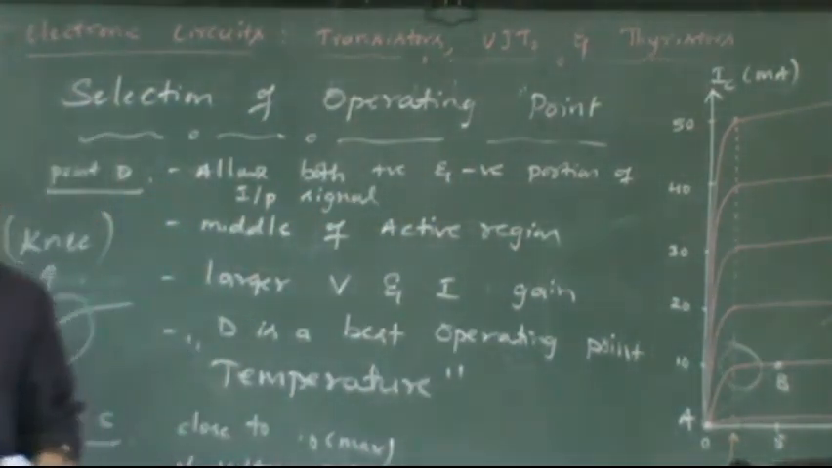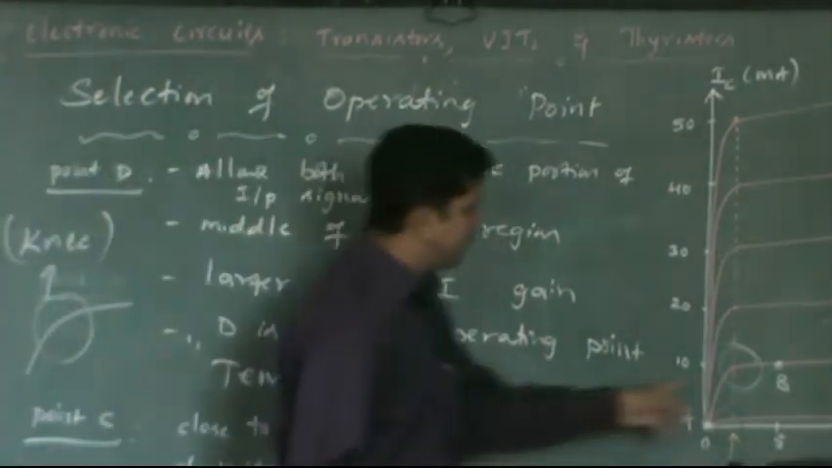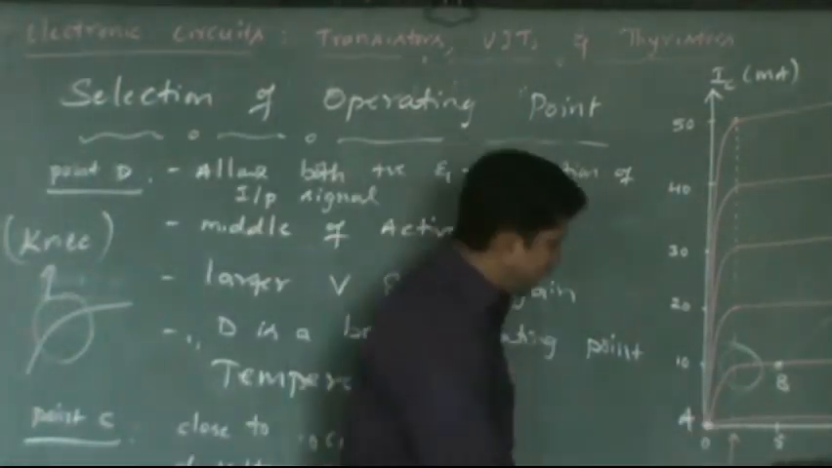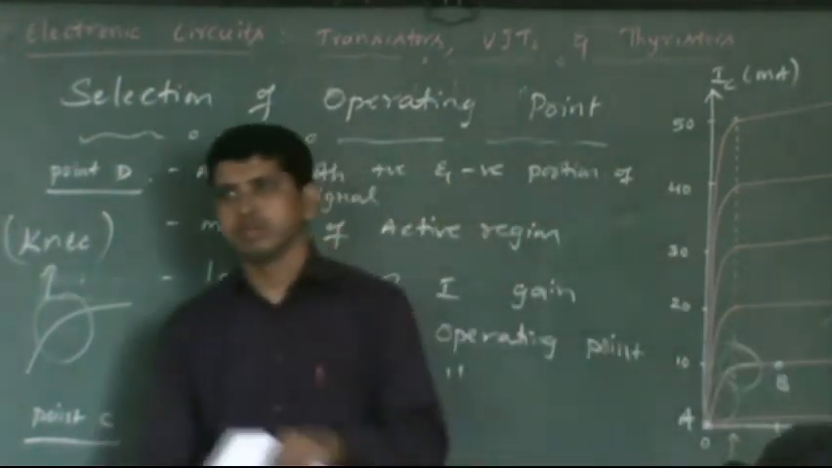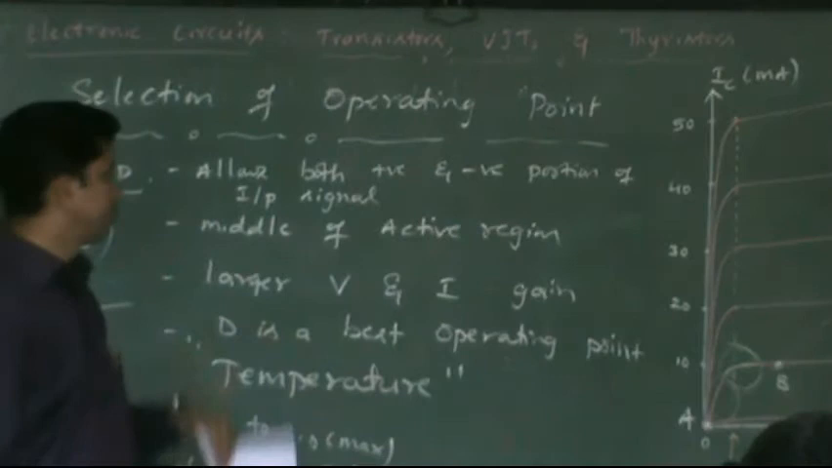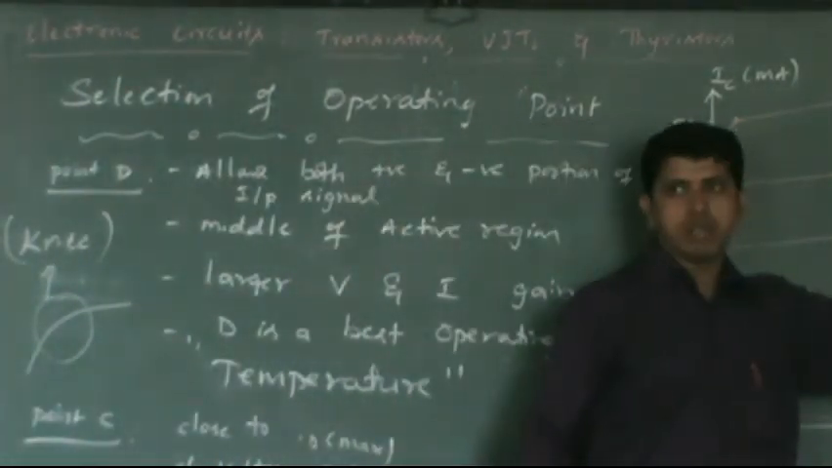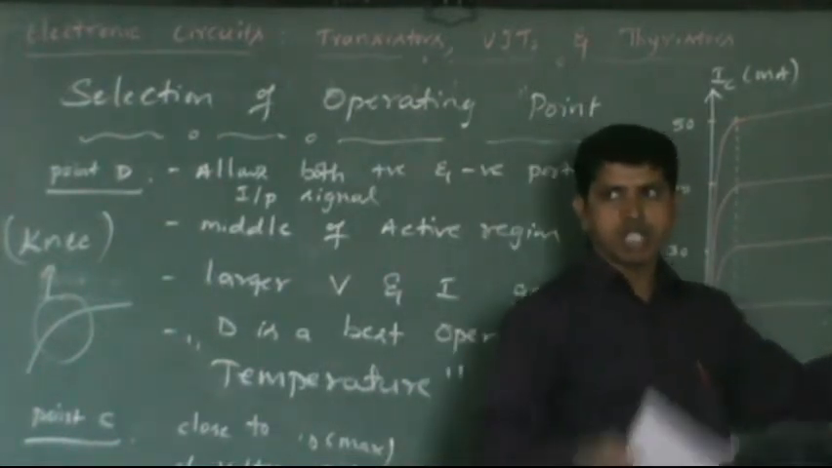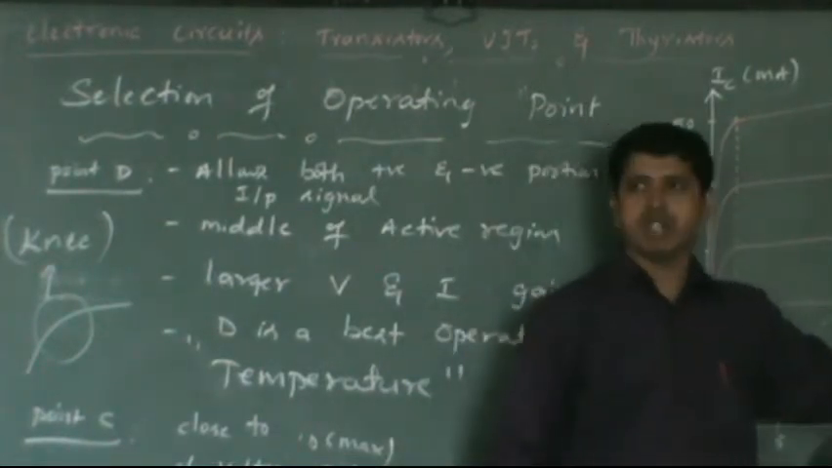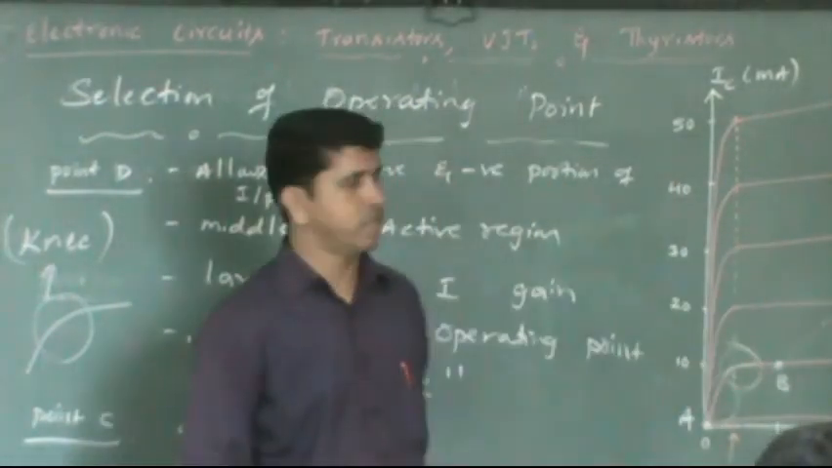Signal will get distorted because of non-linearity. This is non-linear. See, in the beginning it is linear, but later on it becomes non-linear. It is not suitable. What about point C? It is close to the power dissipation curve. Even though this allows both swings, the positive portion of the swing is distorted. You do not get the positive portion of the swing properly.